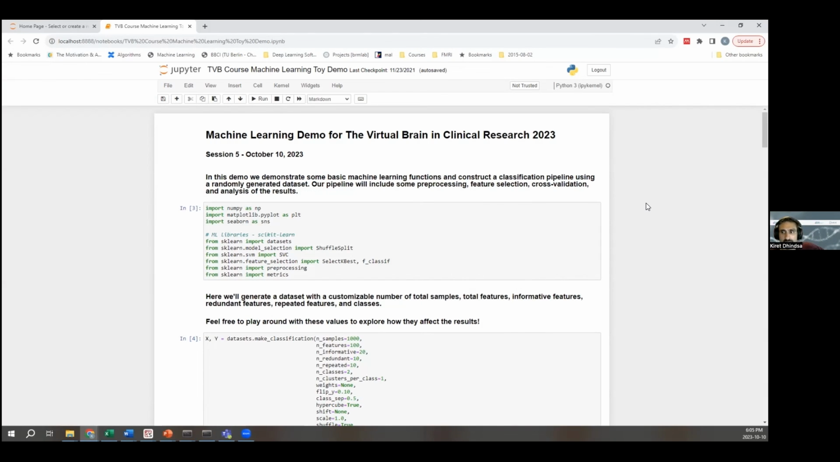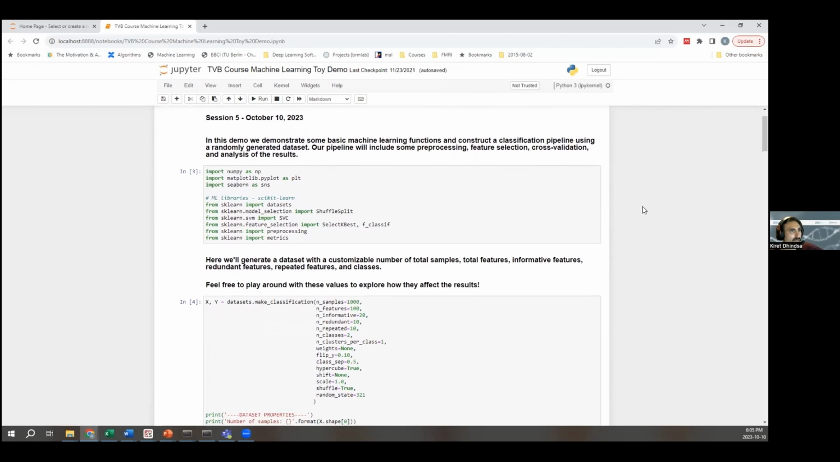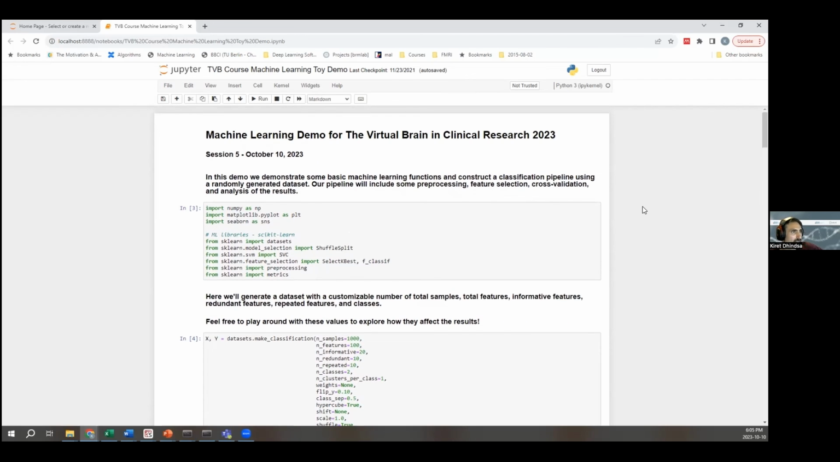I hope everyone can see my screen all right. It might be a little bit small to read, but I'll go through it with you anyways. Basically, I wanted to give a demo, or give you some code that puts into practice most of the stuff that we talked about. We'll have a pipeline where we generate some random data that is classifiable, and we'll make use of pre-processing, feature selection, cross-validation, and then analyze the results.